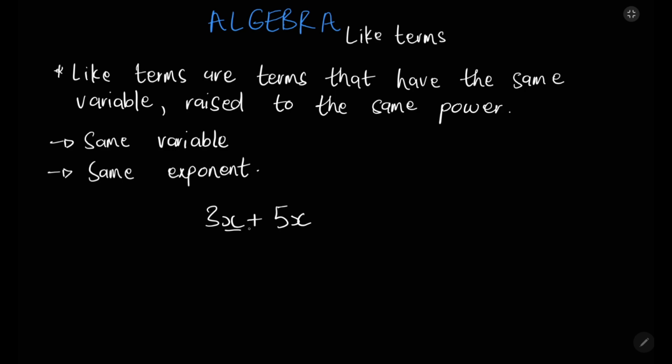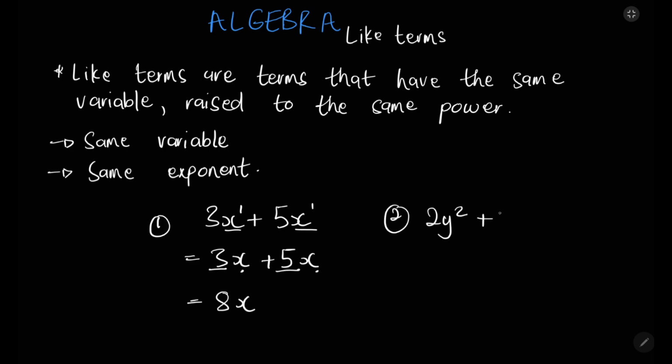If you have 3x plus 5x, are these like terms? We have the same variable, which is x, and they are raised to the same exponent, which is 1. So to calculate 3x plus 5x, we'll say 3 plus 5, which is 8. We then include the variable, which is x. Okay?